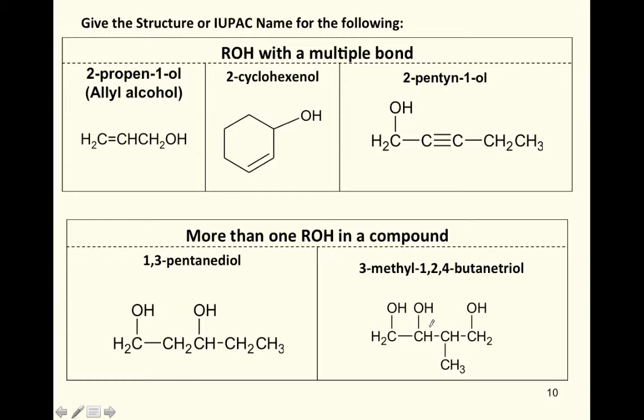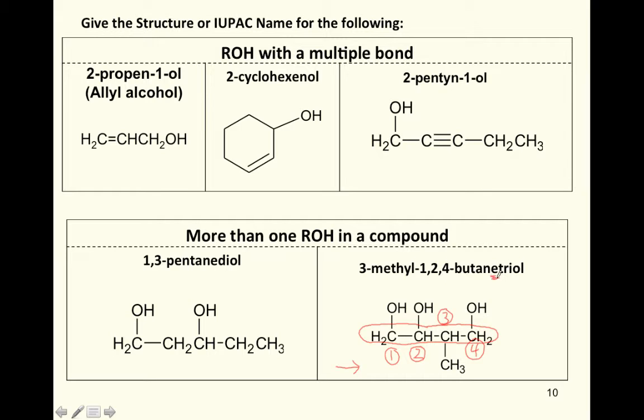All right, to name this one, let's take a look at the longest continuous chain, which contains all of the OH groups. My numbering system would be going from left to right the way I have mine written, because the lowest numbers would be given to OH going in this direction. I'm going to go ahead and label this number 3. There's 4. And you have carbon number 1, 2, and 4 with the 3 OH groups.